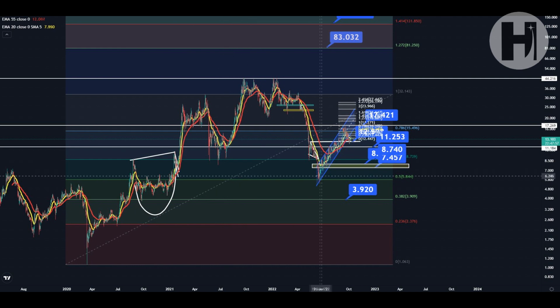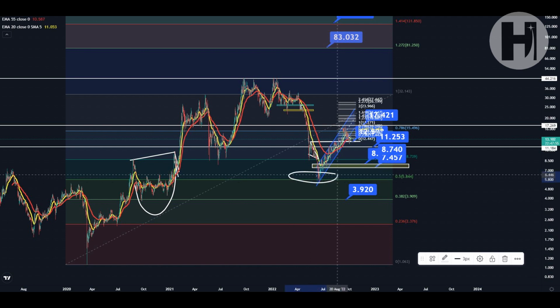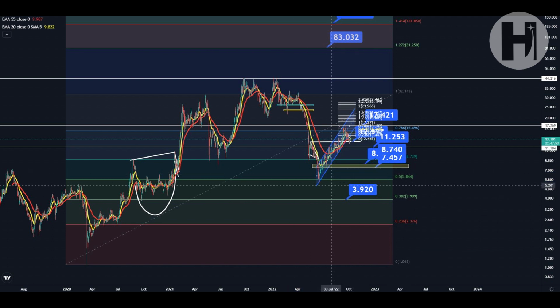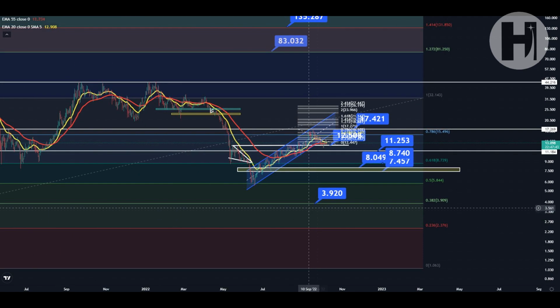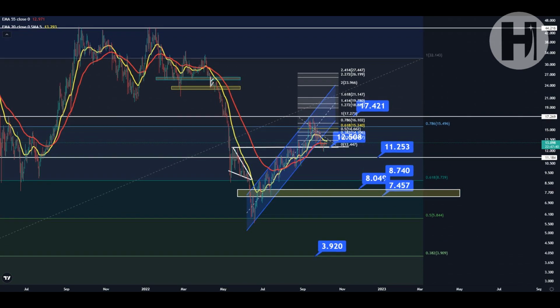During the last pullback in summer 2021, we did come all the way down here to the 0.618. This pullback, we went all the way down to the 0.5. We started a channel up pattern from there, and now we're breaking down out of that channel up pattern. That's typically what happens with channel up patterns.